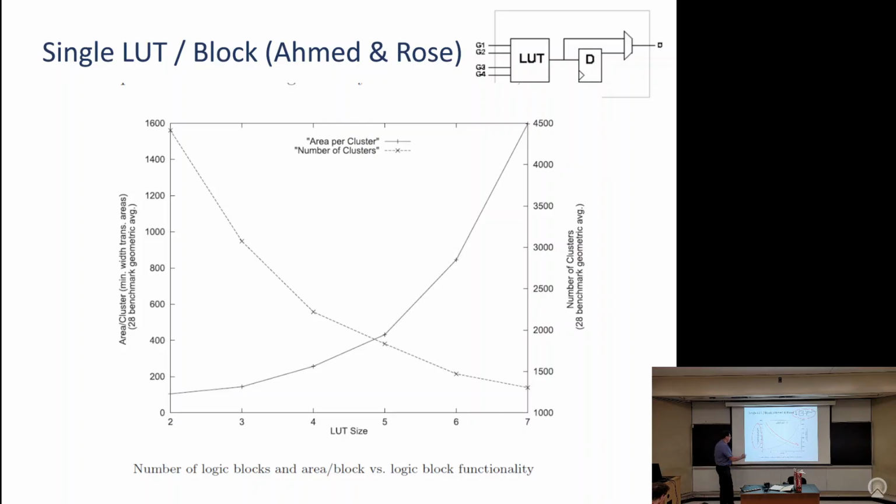But their area has gone from 100 of these minimum width transistor units to like 1,600. Okay, so the LUT's gotten a lot bigger, but you need fewer of them. Yeah. The way that the graph's sort of laid out, does it mindlessly try to look at that intersection point at some sort of best case, or not best case, but a nicely balanced point?